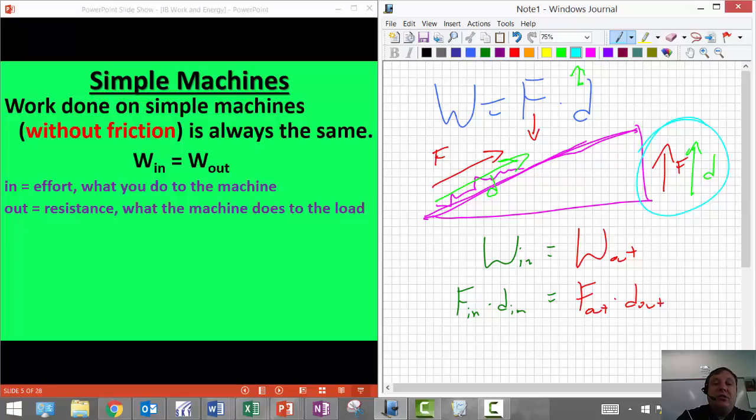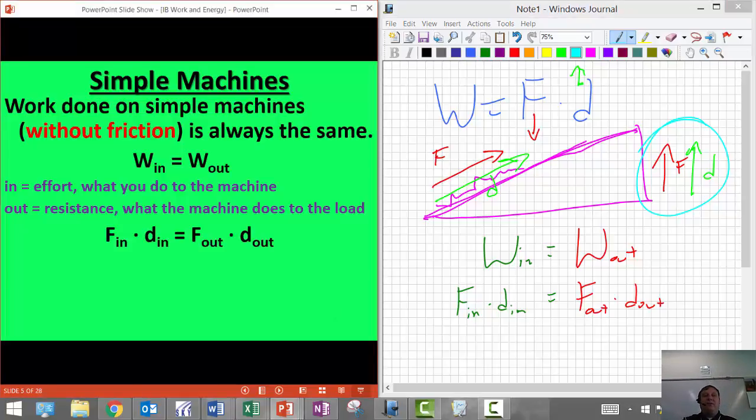And if we use these ideas of force times distance, we get that F_in times d_in is equal to F_out times d_out. Okay? Which is what we found out before. That's easy. All right, good. Now we can rearrange this equation. If we divide both sides by d_out and divide both sides by F_in, you get this equation here.